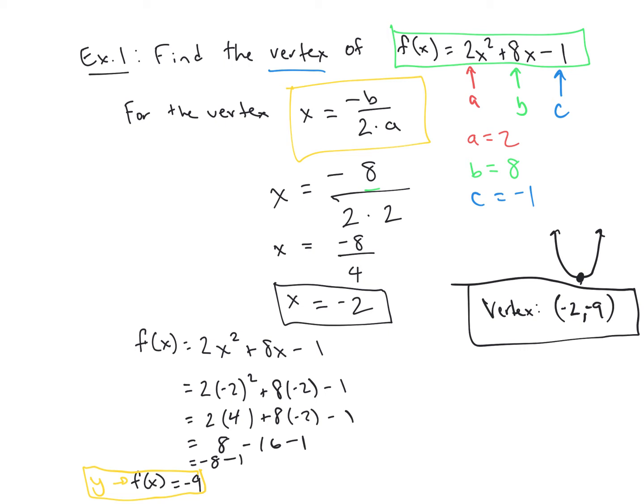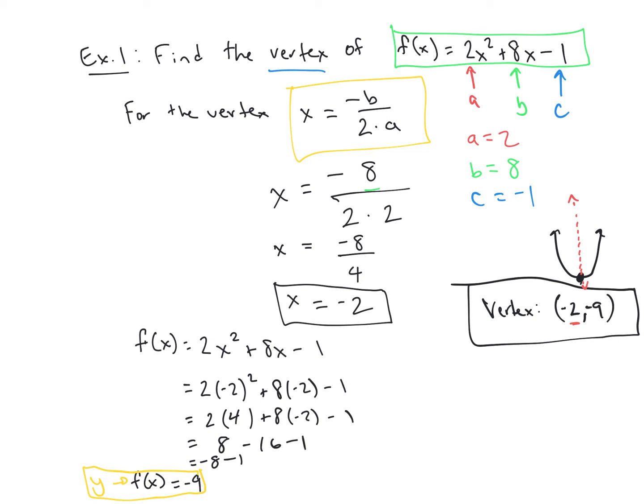The last point we need to know is something called the axis of symmetry. The axis of symmetry is just going to be whatever the x-coordinate of the vertex is. The axis of symmetry is a line that would cut the parabola in half. And that line would be a vertical line, so an x equals line. And it's going to go through whatever the x-coordinate of the vertex is, which is negative 2 in this case.